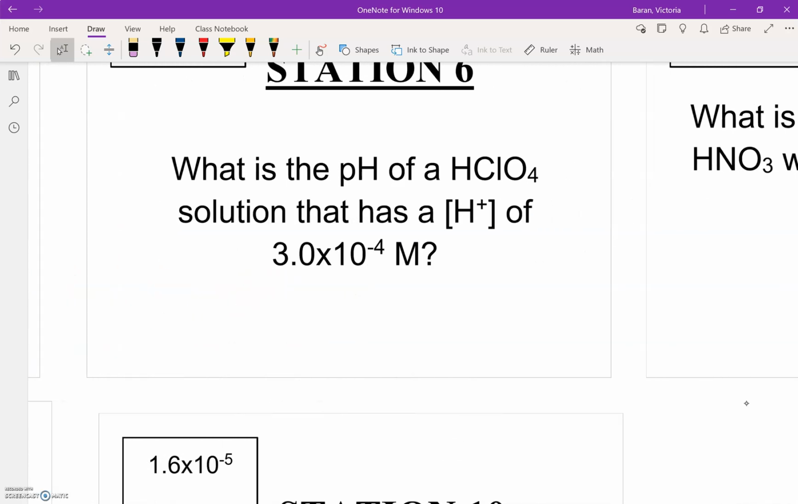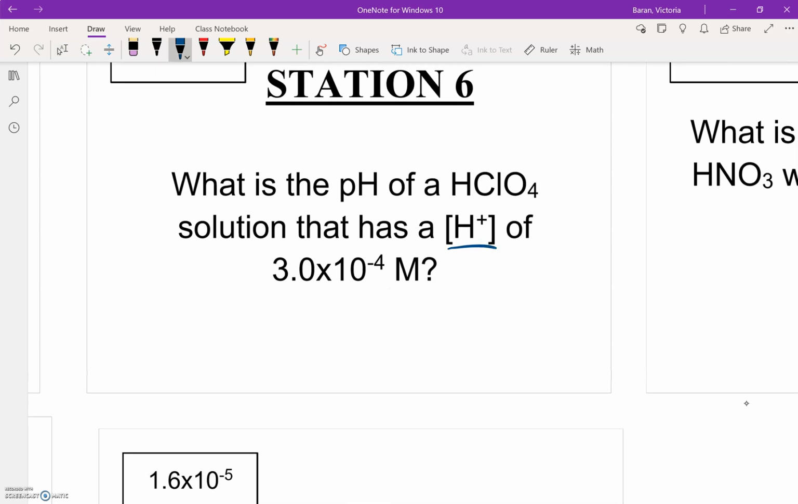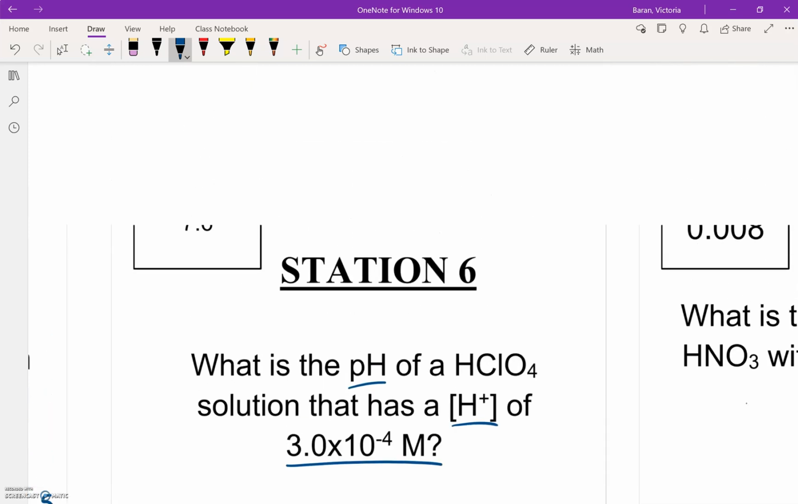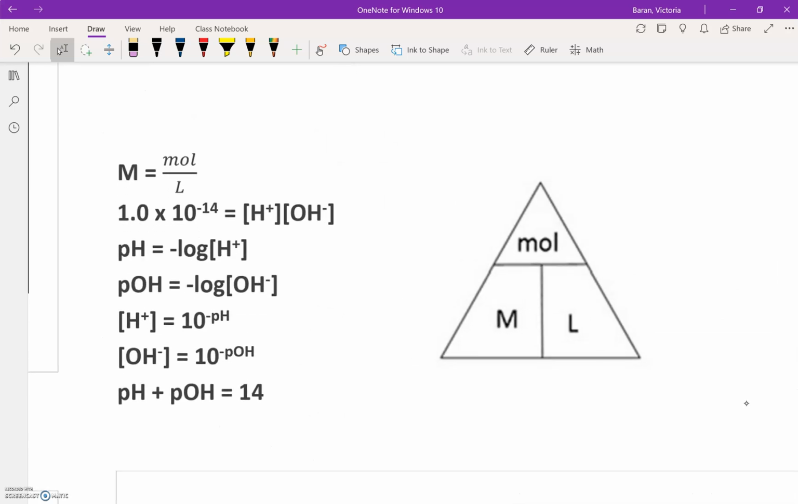Okay, what is the pH of a HClO4 solution that has a H plus concentration of 3.0 times 10 to the negative 4th? So we're trying to find pH, and they gave me the H plus concentration. So I am going to have to use these formulas. If you look up here, pH is equal to negative log of the H plus concentration. So we only have to use that formula.